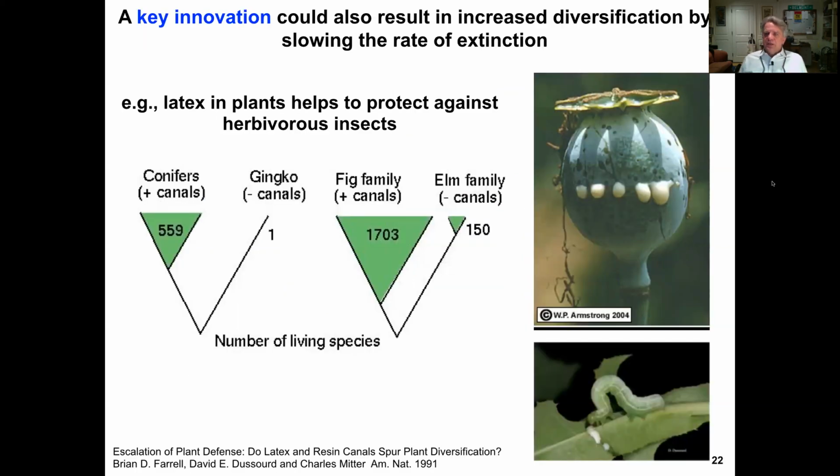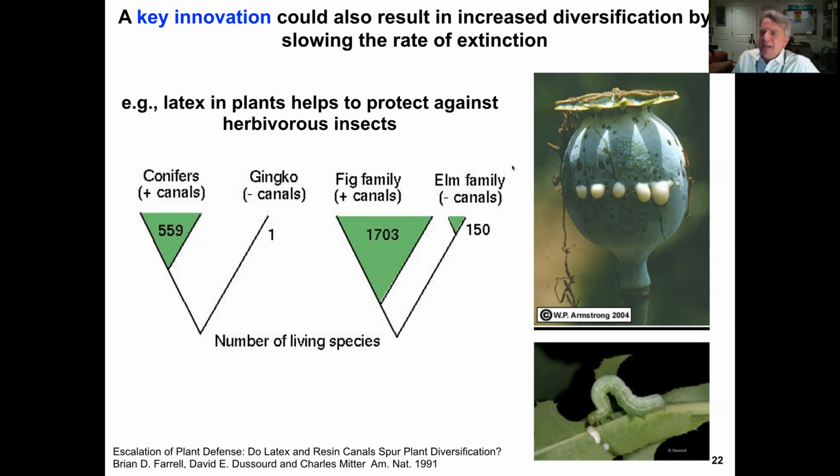Now, key innovations. We're going to go back to the origin of the idea of key innovations, which really came in looking at the relationship between plants and insects. The idea is that a key innovation can result in increased diversification by also reducing or slowing down the rate of extinction. Remember, diversification is the net of speciation minus extinction, okay?